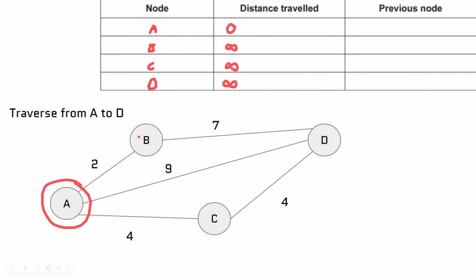Then what we want to do is add the weights from A to all of these nodes. So A to B has a weight of 2. So we cross this out, we write 2, and we write the previous node being A. A to D has a distance of 9, previous node of A. And A to C has a distance of 4, previous node A.